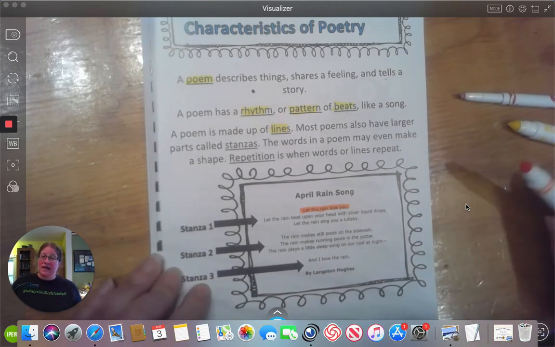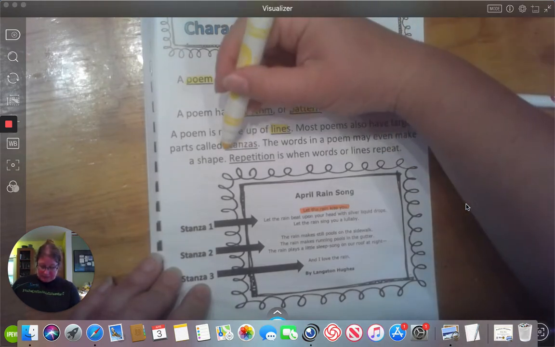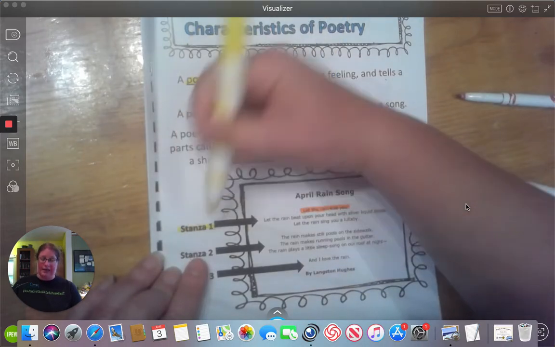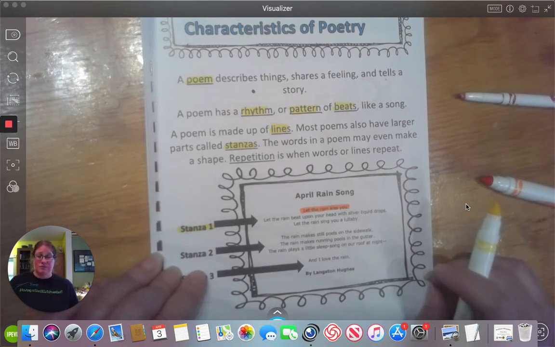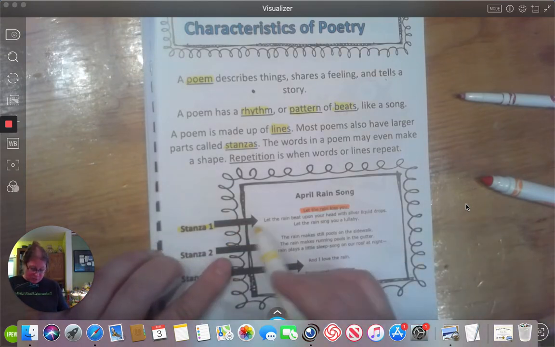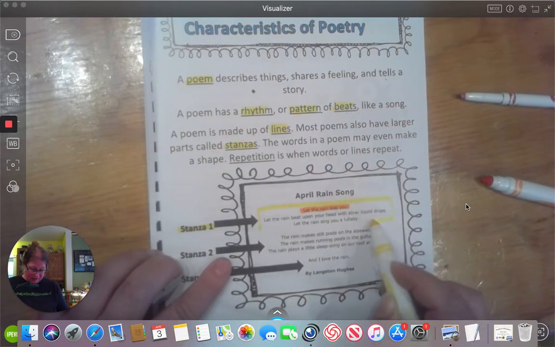Most poems have larger parts called stanzas. I'm going to highlight stanza. And you'll notice that's the same thing here. So I'm going to highlight that. So what do you suppose a stanza is if you're looking strictly at the picture, that text feature with the arrow? A stanza is pointing to this group of words. It's almost like a paragraph.